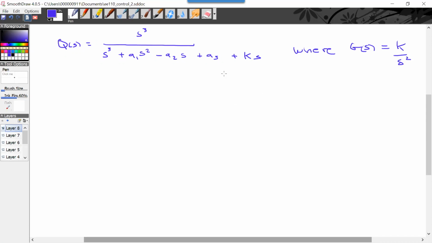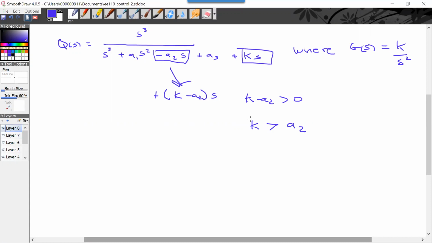This is what I would get. All right. So now I have my negative thing, I have my positive thing, and so this really would become plus k minus a2s, right? And this just means k minus a2 has to be greater than 0, and that means k just has to be greater than a2, and then I can make that sign flip to positive.